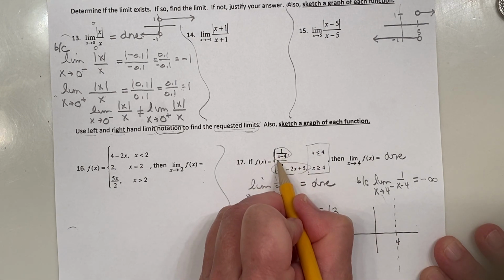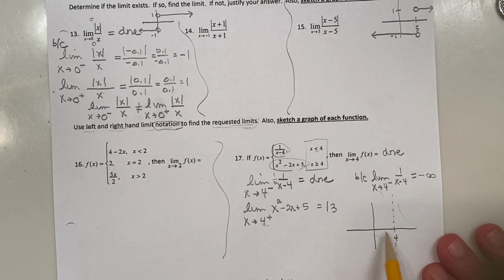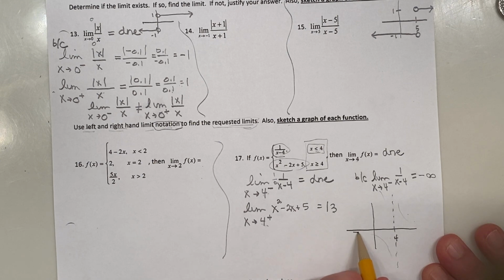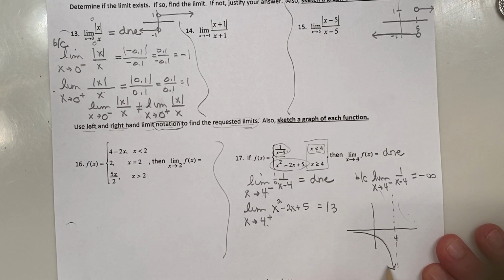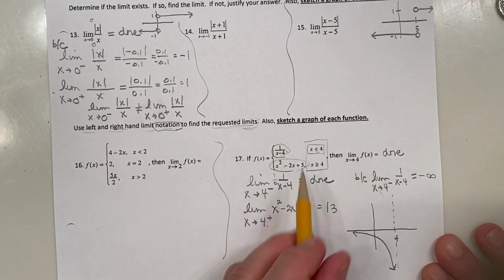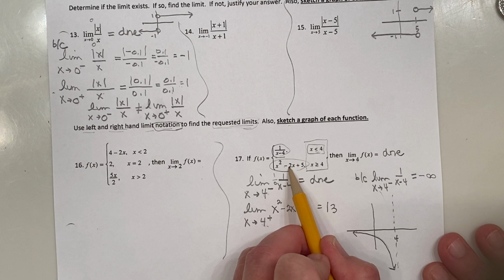I do know that this graph is the reciprocal graph shifted right 4 with a branch up here and a branch down here. I don't want both branches. I only want the branch where x is less than 4, so all I want is this part of the graph right here, this branch. So that tells me that as x is greater than or equal to 4, I have a parabola that opens up. Well, what does that look like?